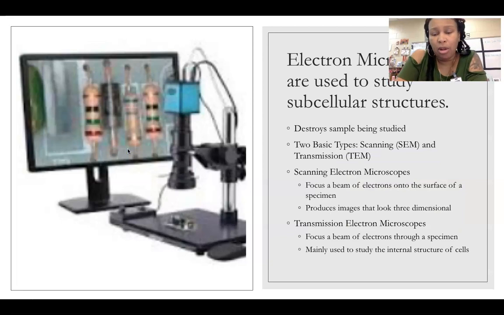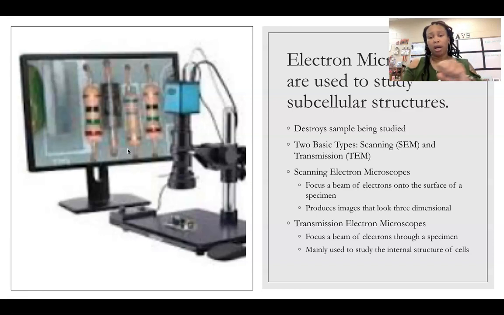Now, let's talk about the electron microscope. There's two types of electron microscopes. You have a SEM and a TEM, SEM or scanning electron microscope, and TEM, your transmission electron microscope. A scanning electron microscope is going to do just that. It scans the outer surface of your specimen so that you can actually see the structures on the outside, those surface structures. It produces images that are going to look three-dimensional. So whenever you see those three-dimensional images from an electron microscope, that's a scanning electron microscope.